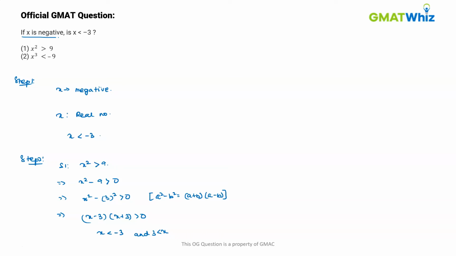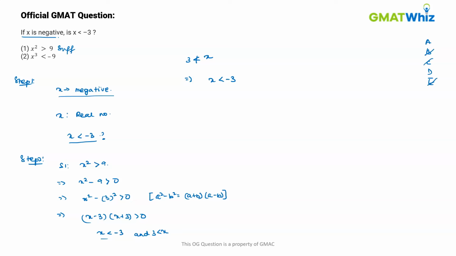Now many of you might fall into the trap that is set in this statement and mark the statement as insufficient because you are getting two answers. But there's a trap here. Remember that x is a negative number. This means that in no way can x be greater than 3. So the only possible case is that x has to be less than minus 3. And hence this clearly answers our rephrased question. And so statement 1 is sufficient. And out of the given options, we eliminate options B, C and E.